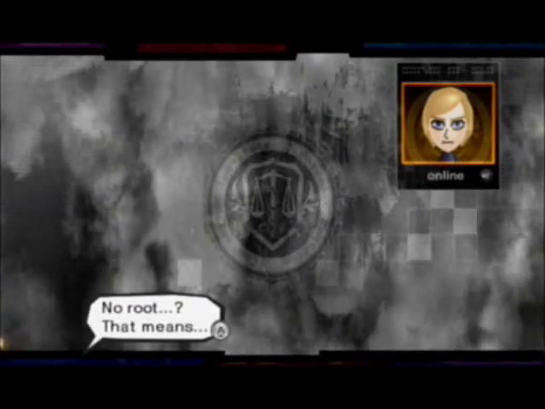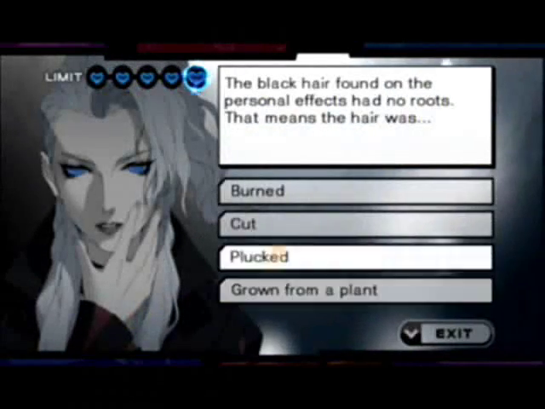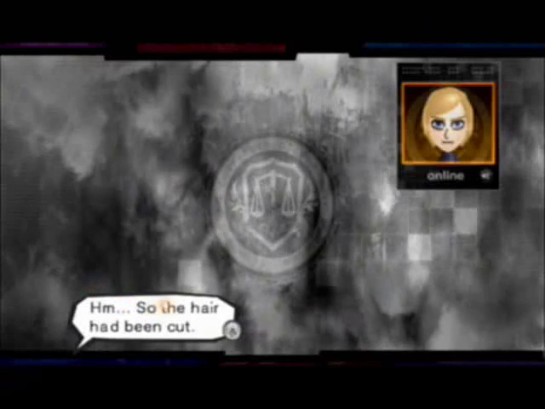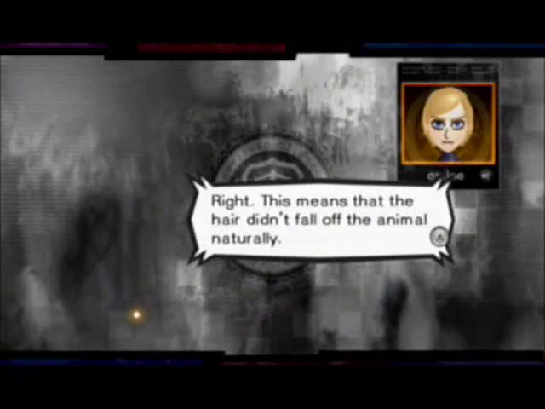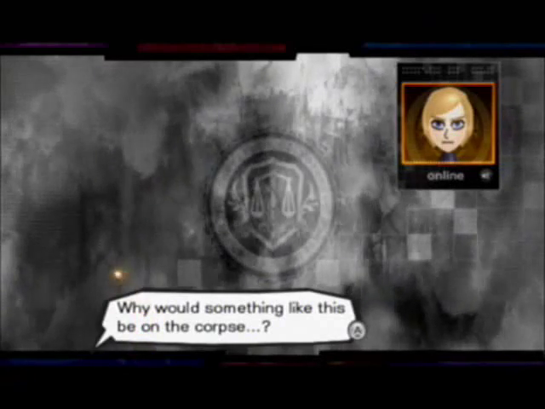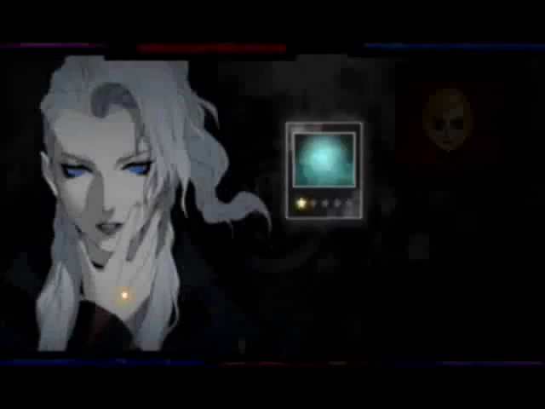No root. That means... If it has no root, then that means it was cut. So the hair had been cut. Right. This means that the hair didn't fall off the animal naturally. Why would something like this be on the corpse?